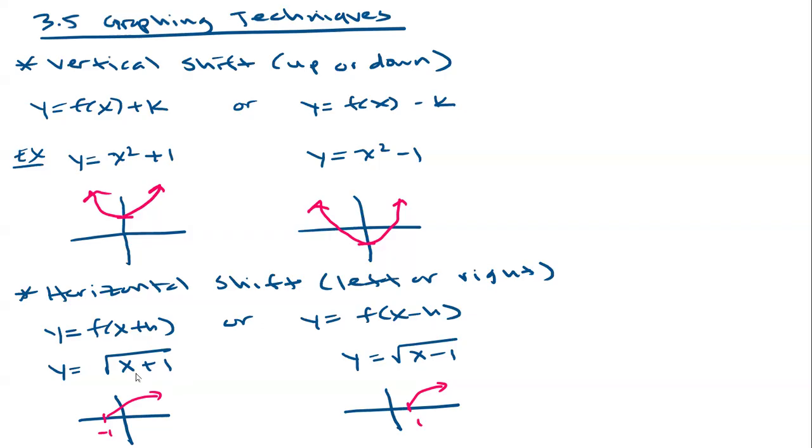Okay? So again, this is what I mean by the number being outside or inside. If the number is outside, like the plus one, minus one, then that's dealing with up and down. If the number is inside, like here in the radical, then you're dealing with the shifting.